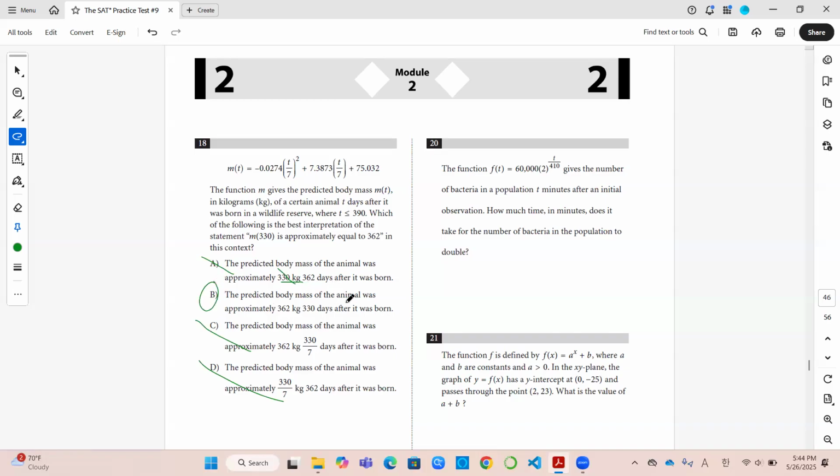The predicted body mass of the animal was approximately 362 kilograms 330 days after it was born. If you look here, 330 days. Day is a time variable, right? So basically, the 330 days is what's given into this function m of t, and what it outputs is the body mass. So we have this 362 kilograms written over here. That's why B, as in boy, is the correct answer choice for question 18.